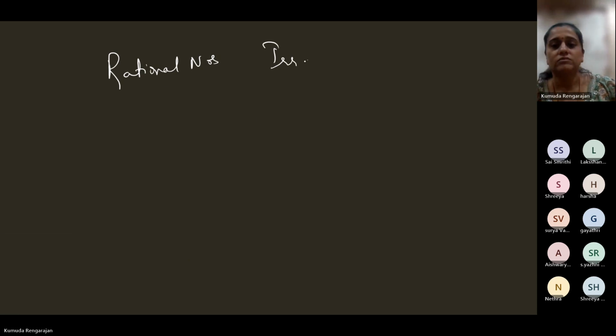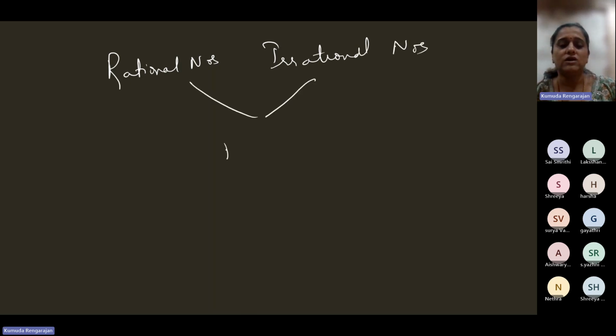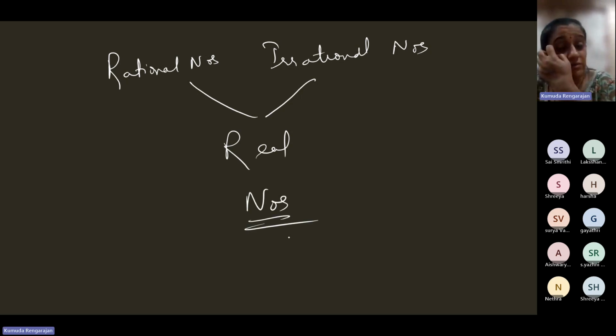Now, rational numbers and irrational numbers together are called real numbers. The collection of all rational numbers and irrational numbers form the collection of real numbers. So a rational number is a real number. An irrational number is a real number.